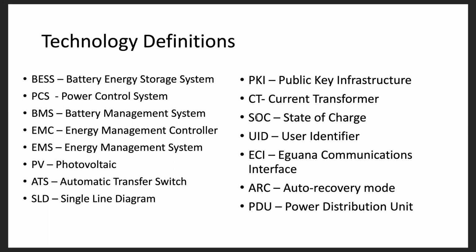CT is current transformer, SOC, state of charge. UID is a user identifier. It's sort of like a MAC address for the energy management controller. ECI is Eguana Communications Interface. It's not used for the installation per se, but may be referenced for second level troubleshooting. ARC is auto recovery mode. We'll cover that, as well as the metering functions within the controller, or the PDU, power distribution unit.